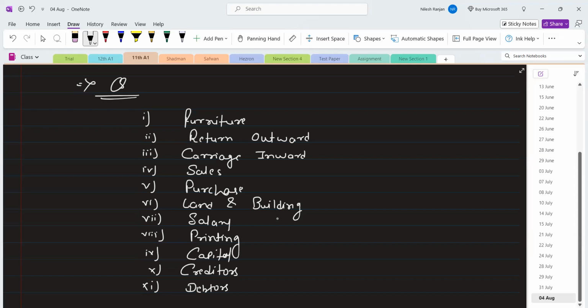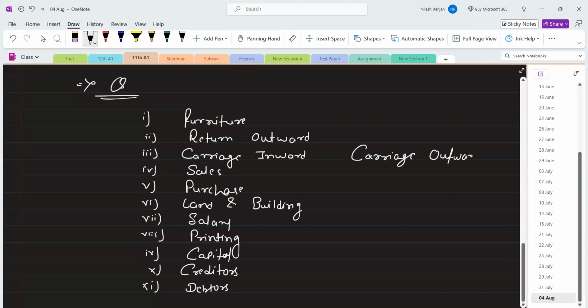No, I said return outward will be on credit. Okay, return outward is on credit. That's why carriage inward is on the debit side. Carriage inward, I said because it's kind of the same to the name itself, right? Carriage outward will be on the credit side.